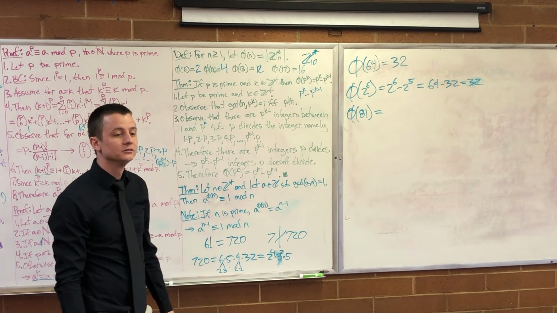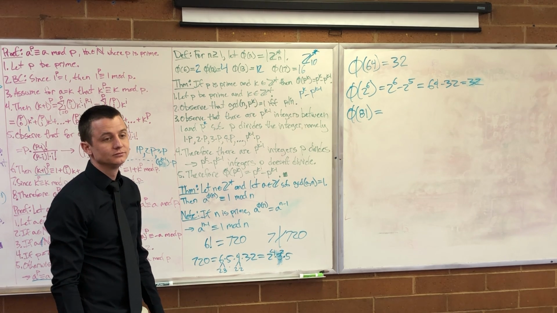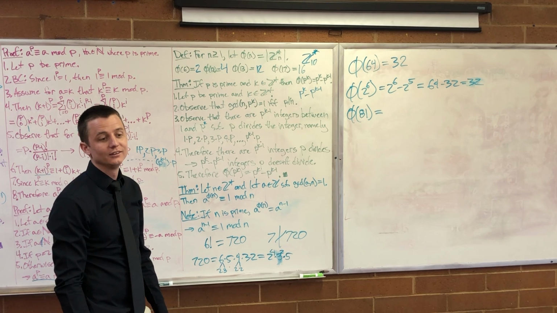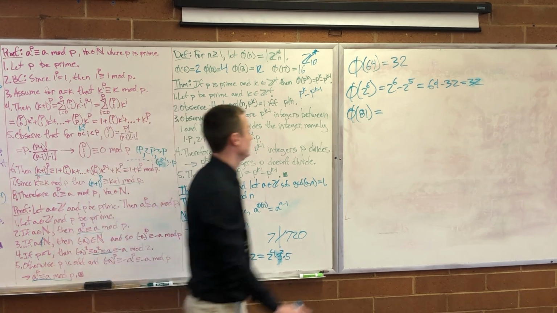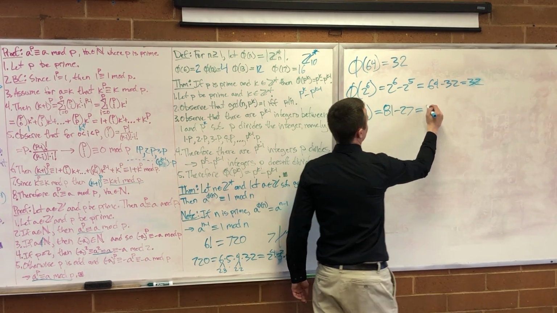It'd be 3 to the 4. Almost. 3 to the 4 minus... oh, 81 minus 27. 54. Yeah, 81 minus 27 equals 54.